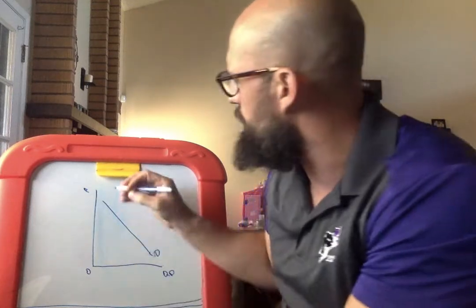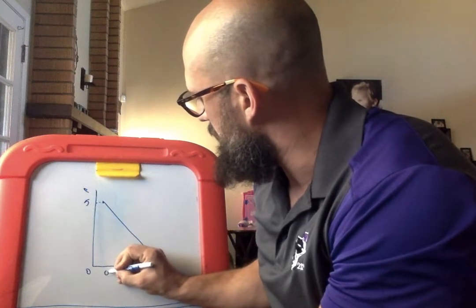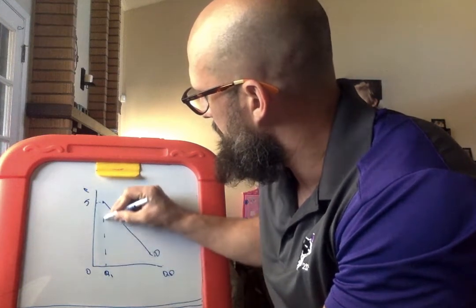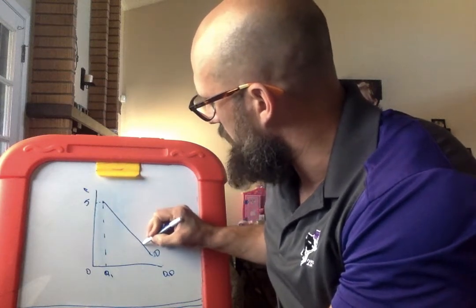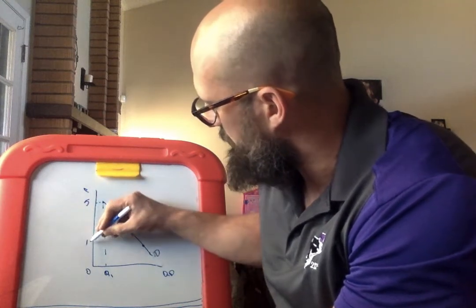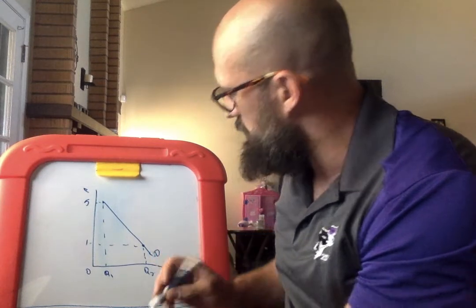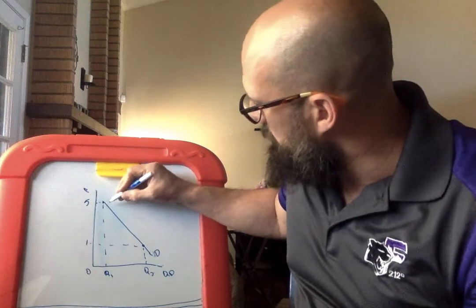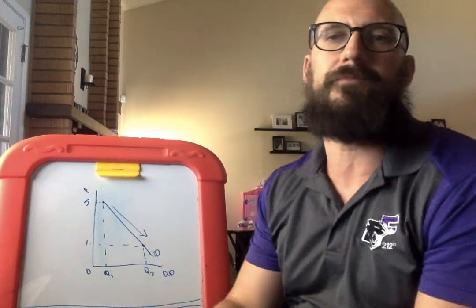Let me show you that real quick. At $5, you're at quantity 1. If we were to change the price of the item to, let's say, $1, that's right here at quantity sub 2. So that's merely a slide. Price is a slide along the curve.